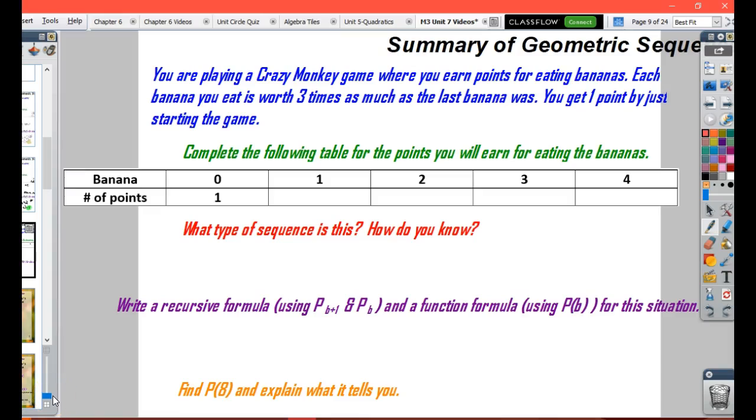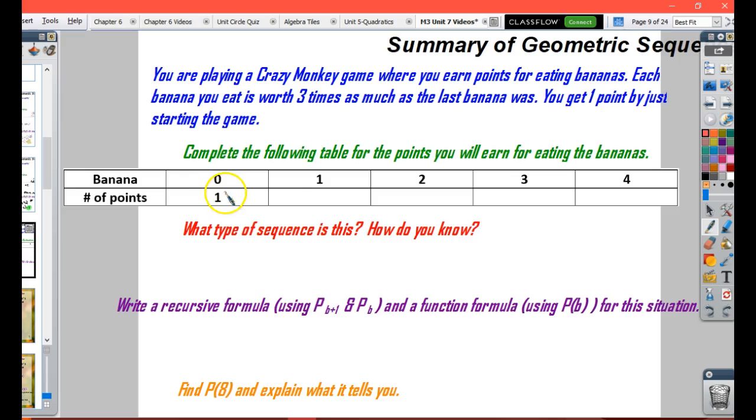To summarize geometric sequences from Unit 7, Lesson 2, we're going to give you a crazy monkey game where you earn points for eating bananas, and each banana you eat is worth 3 times as much as the last one was. We'll say you get 1 point by just starting the game.